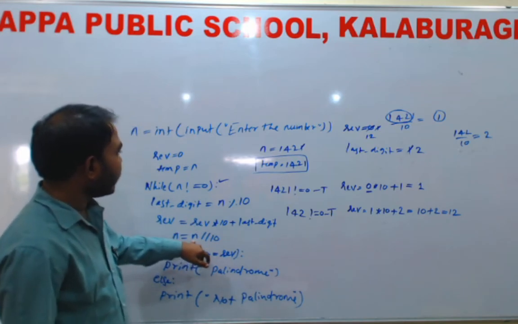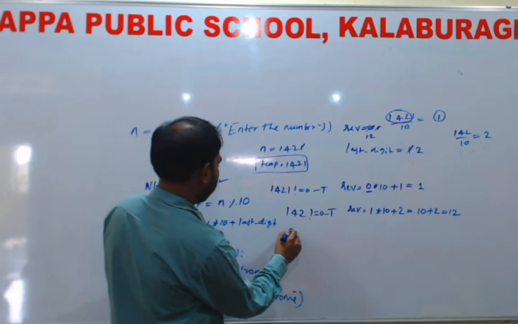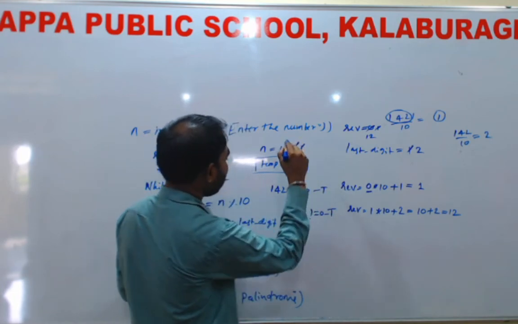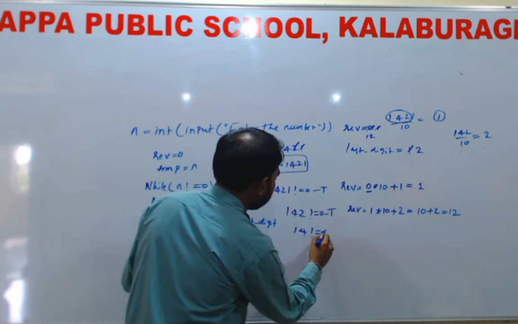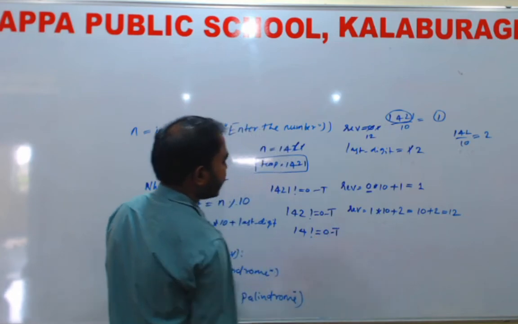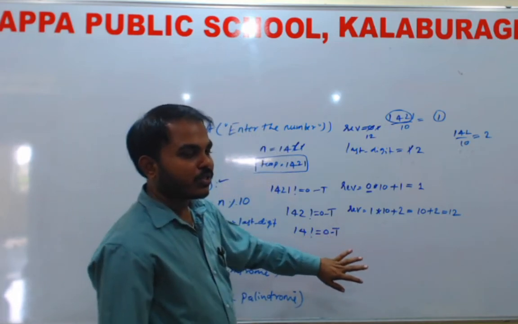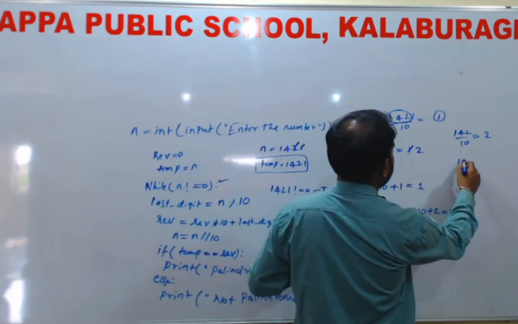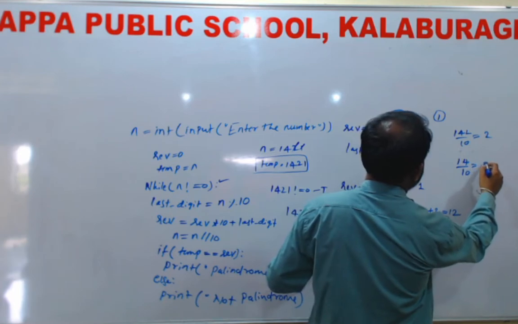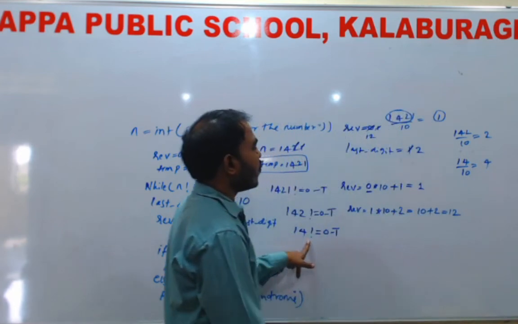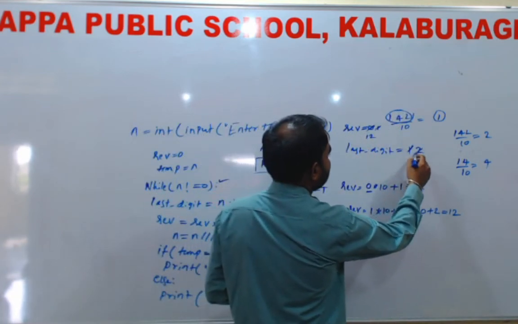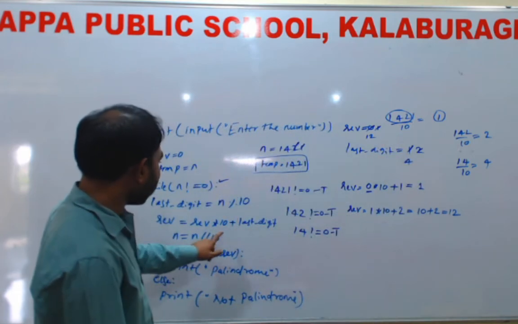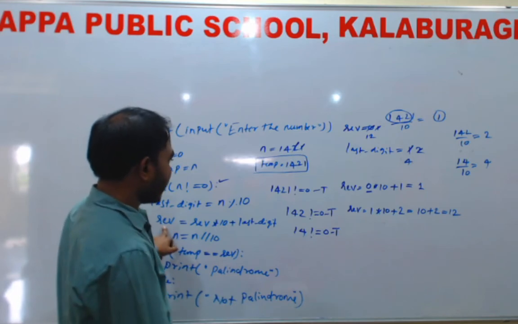Now it came to here, so 142, so I have to take what? Now 14, so 2 is gone. Whether the 14 is equal to 0, so again the condition is true because 14 is not equal to 0, right? So after this, next 14 is going to be divided with the 10, so I will get a remainder of 4 now. So what is my last digit number now? 4, right? Again put the value of reverse and last digit number into this formula.